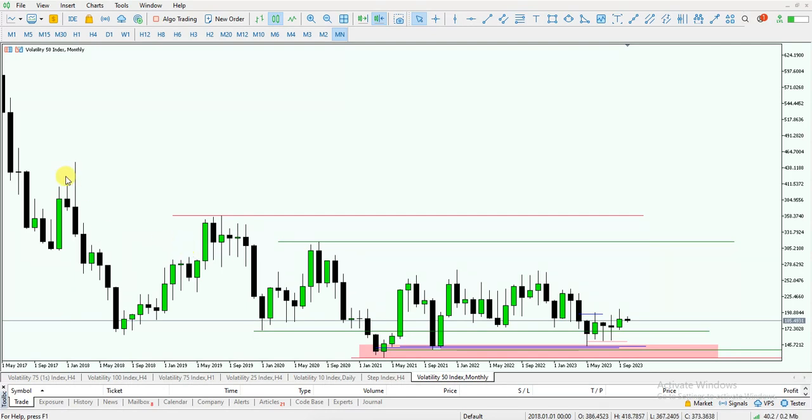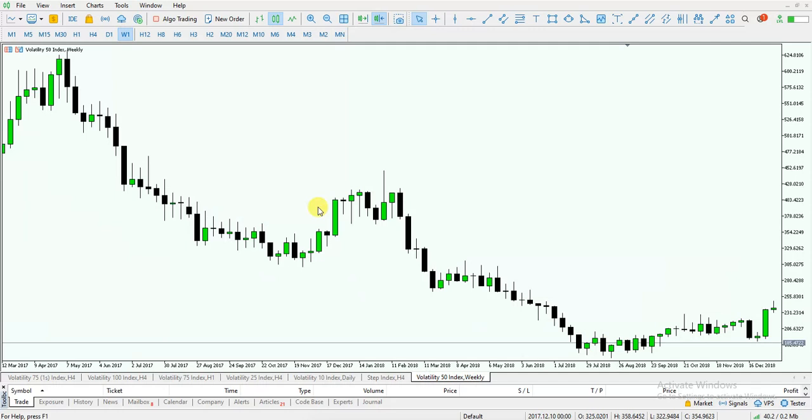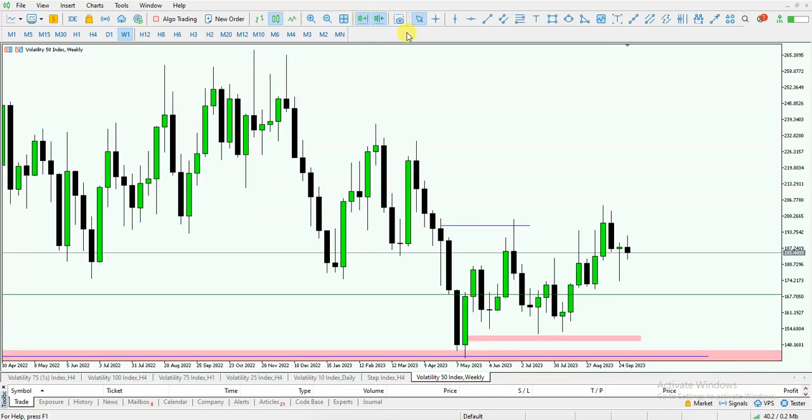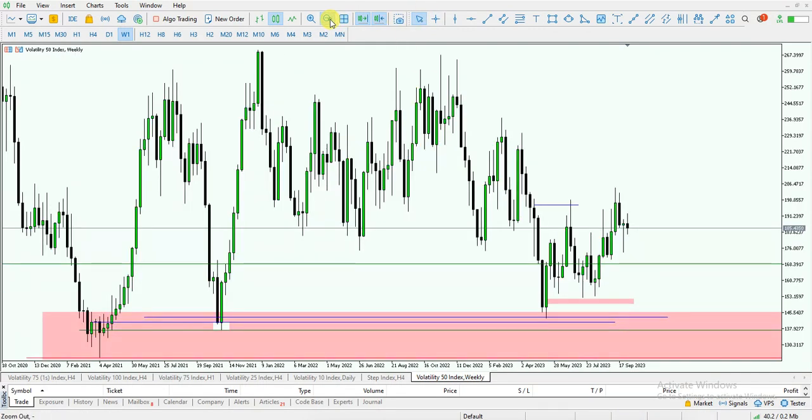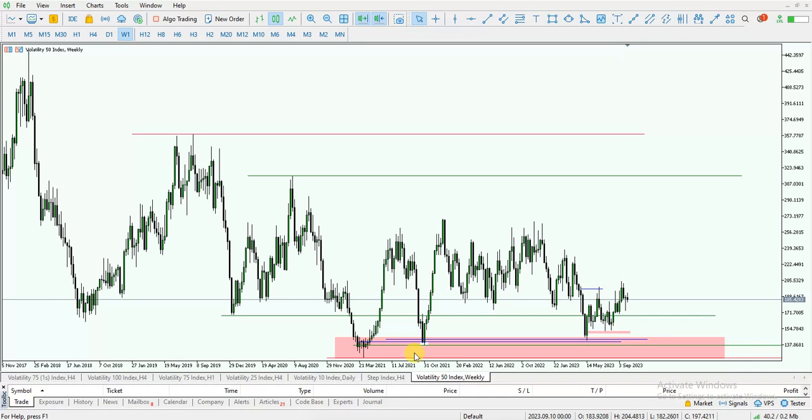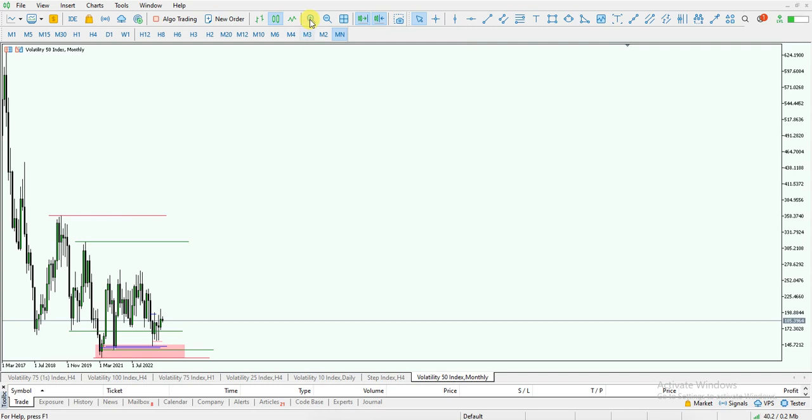All right, so we are on Volatility 50. This is a monthly time frame. Actually, when you go down to the weekly time frame and the other time frames, you don't seem to really have a clear depiction of what the market is trying to do and all that. So I've tried to put together a few understandings. So let's start from our monthly time frame.